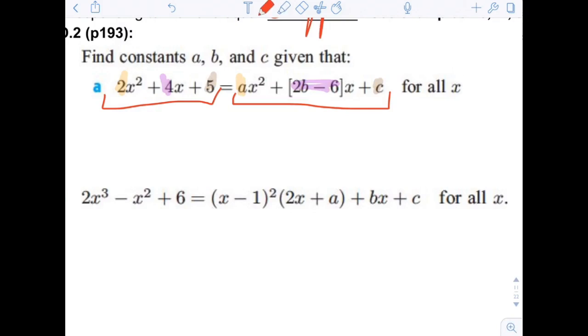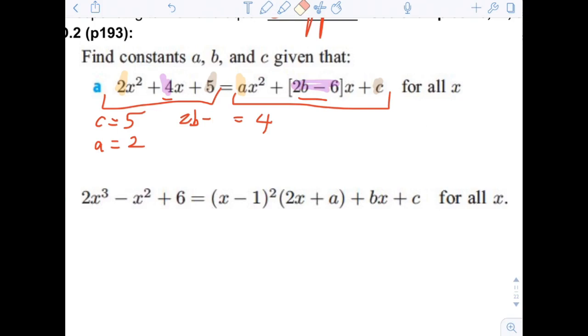So right off the bat, we can say that c equals 5, because the brown terms are equal to each other. C and 5 are equal to each other. We can also say that a equals 2 immediately because the orange coefficients are equal to each other. Then we know that 2b minus c, which is the purple coefficient here, is equal to 4, which is the purple coefficient here. So that means that, 6, sorry.